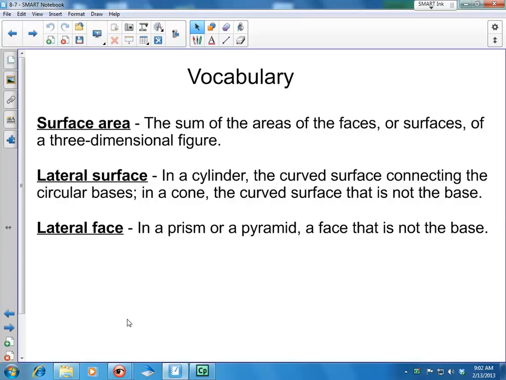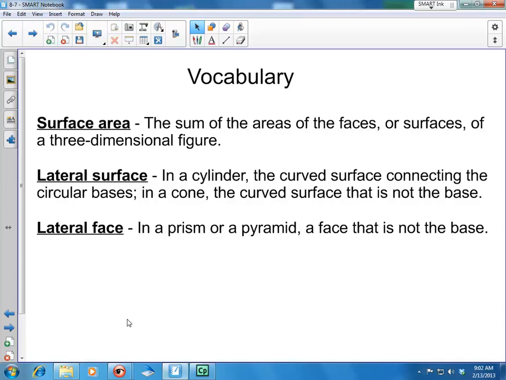Think about a polyhedron, a three-dimensional shape. We're going to find the area for all those faces and add them together. The lateral surface, in a cylinder, is the curved surface connecting the circular bases. In a cone, it's the curved surface that is not the base. The lateral surface is kind of like all the surfaces except the bases, which typically a polyhedron has two. In a cylinder, the circles, the top and the bottom, are the bases, and the lateral surface is the curved surface. Like a soup can, it would be the label.